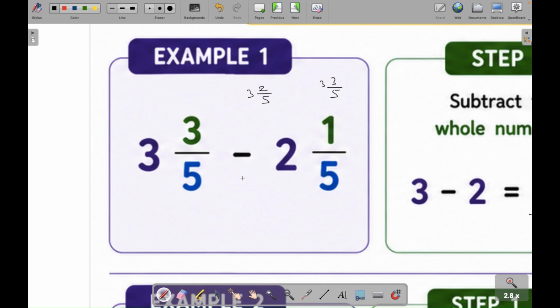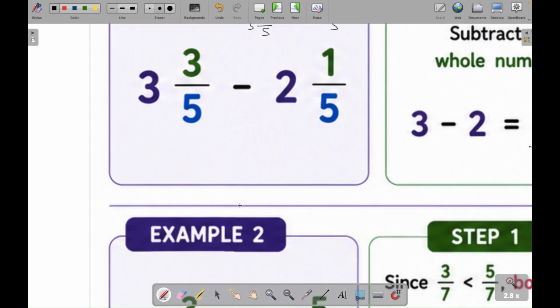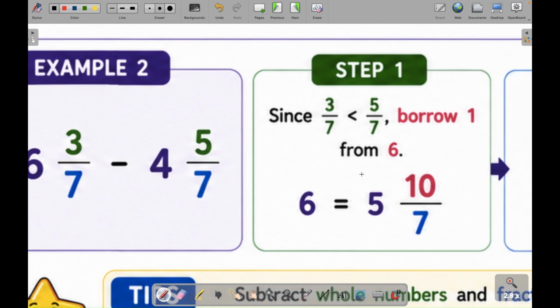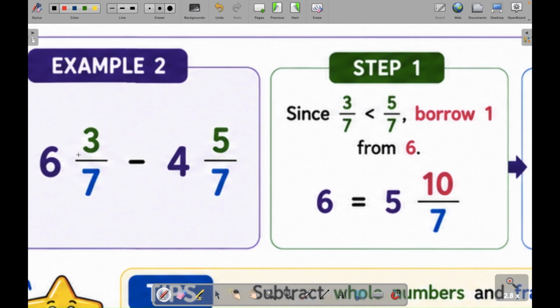But there is another approach that we can use, which will make the same method work. Let us take an example wherein the first method does not work: 6 3/7 minus 4 5/7. Whenever you are subtracting, always check whether the fractional part is larger or smaller. Here this fractional part is smaller, so 3/7 is less than 5/7. So we try to make it larger.